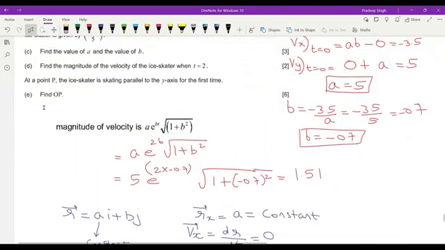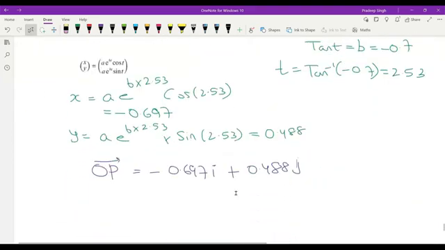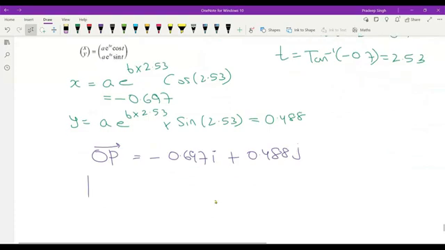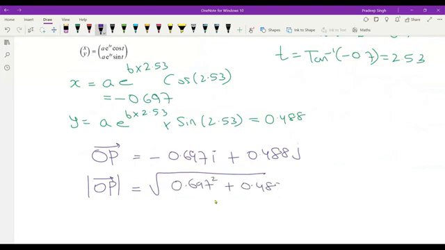We were supposed to find the length OP, which is nothing but the magnitude of this vector. So to find the magnitude, we again use the Pythagoras theorem. So we'll get 0.697 squared plus 0.488 squared. And if you simplify this, we will get the answer as 0.85 meters. And that's how we solve this question.